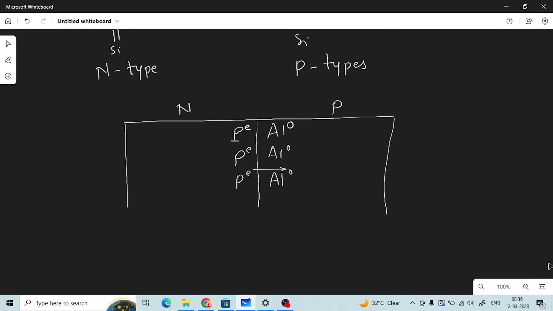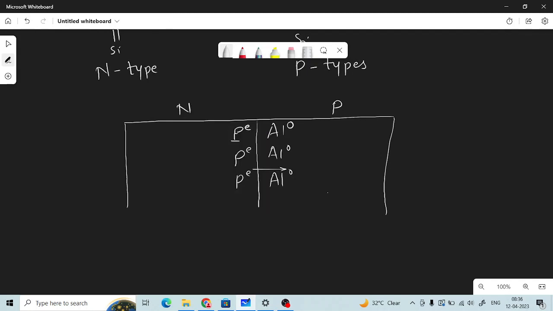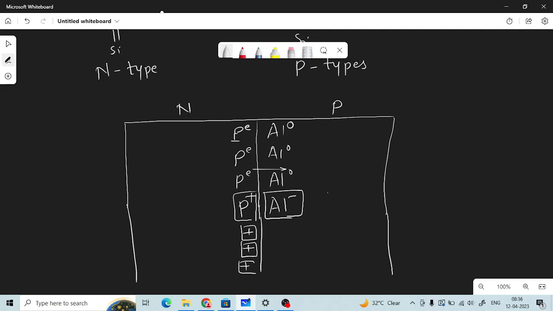So we have this structure, and let me draw. This electron is going from, say, phosphorus to aluminium, so phosphorus becomes a positive ion, and aluminium becomes a negative ion. So we can extend this structure and show that there is a positive ion on this side, and a negative ion on the p side. Remember, the positive ions are on the n side and the negative ions are on the p side.